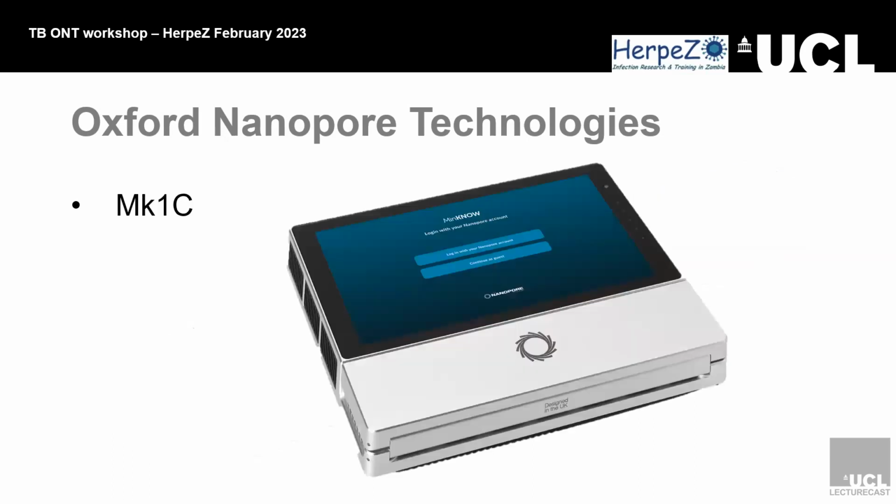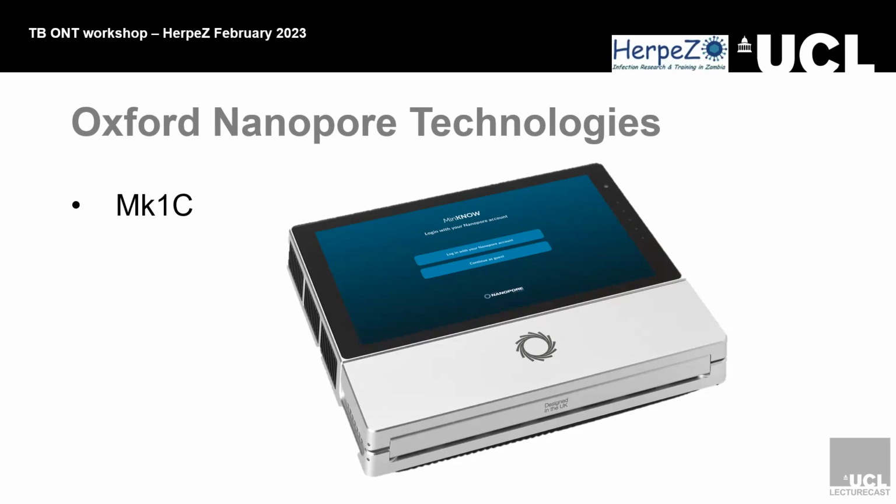Whereas with the MK1C, which Monica, you've got one of these, right? With this, everything is integrated into that one platform. You put your flow cell into this slot here that opens up, and then you use the interface on the screen to start your sequencing.